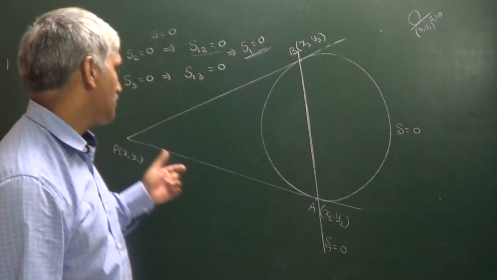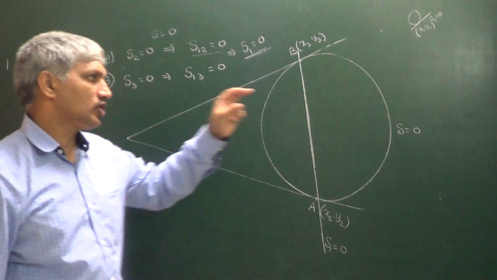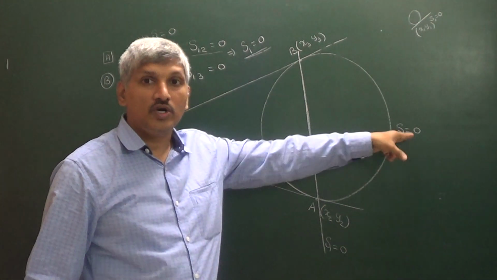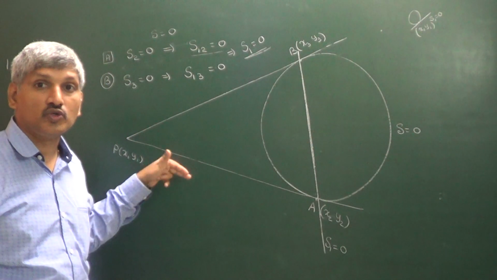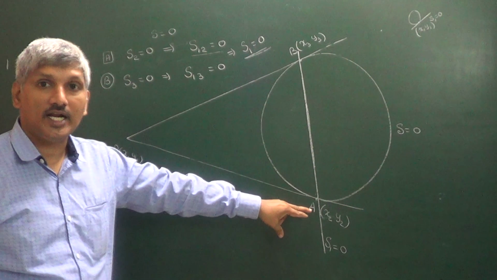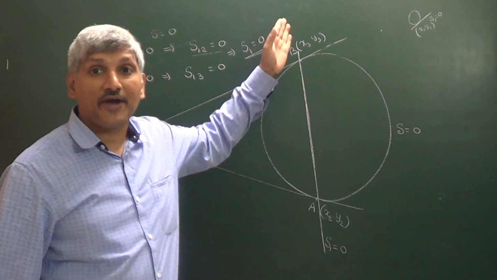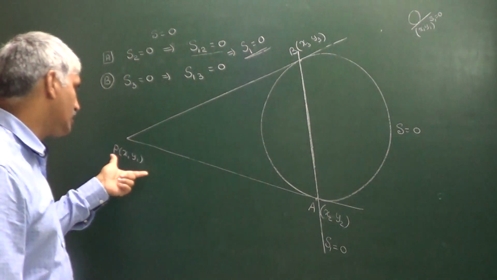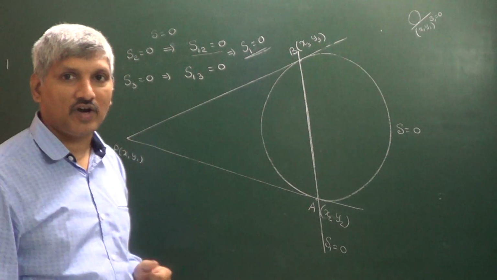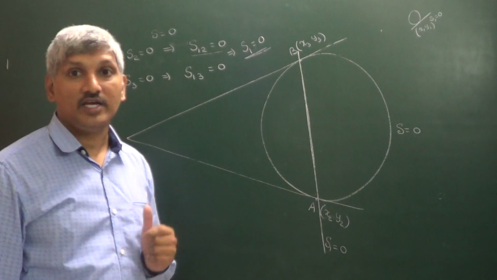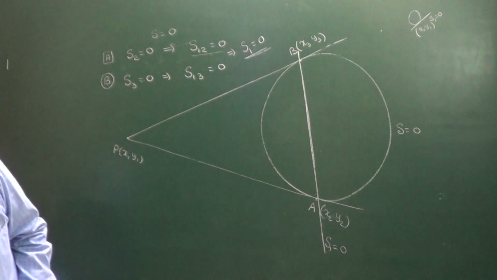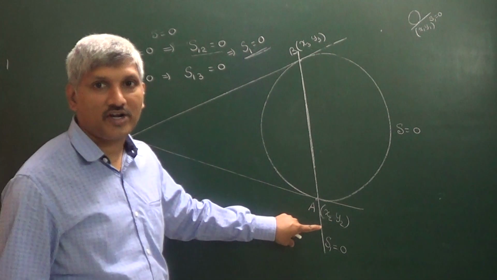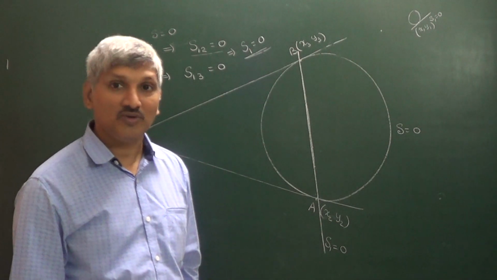So from a point (x1, y1) to the circle S equal to 0, tangents are drawn. Those two tangents touch the circle at capital A and capital B. A chord passing through A comma B is called the chord of contact of the point P(x1, y1) with respect to the circle S equal to 0, and the equation of this chord of contact is S1 equal to 0.